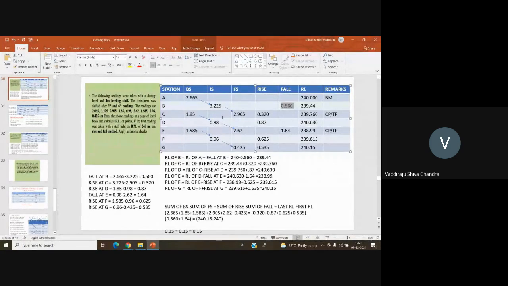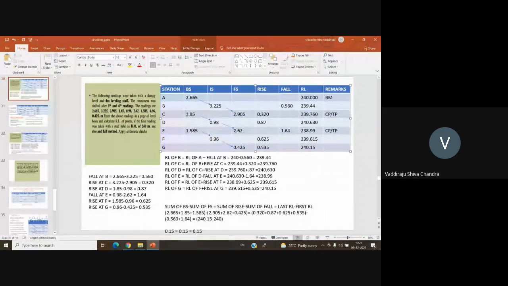Next two successive readings are B to C. So the B staff reading is more, C staff reading is less, so it indicates a rise. So rise at C is equal to 3.225 minus 2.905. The difference is 0.320. I'm mentioning it in the rise column. From A to C, it is one setup of instrument. At C, the instrument is changed.